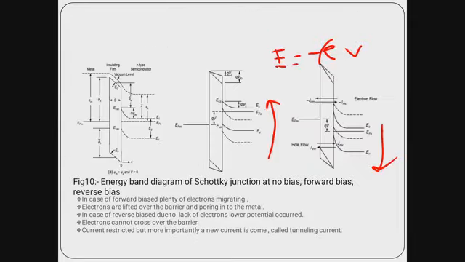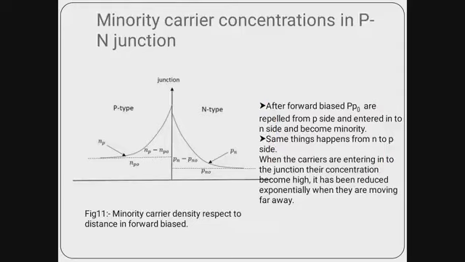Now in the next slide I discuss the minority carrier concentrations of a PN junction. What are minority carriers? Basically, if we consider the normal PN diode, suppose this is the P-type and this is the N-type. In P-type, the minority carriers are electrons, and in N-type, the minority carriers are holes.